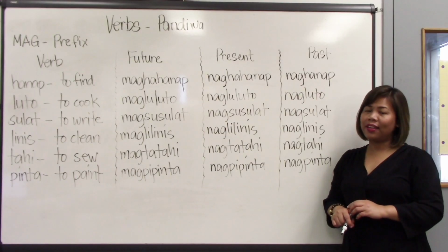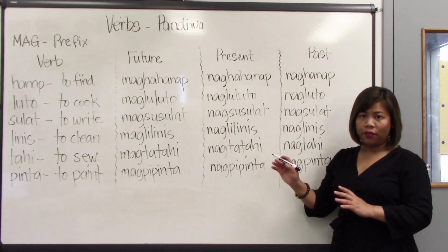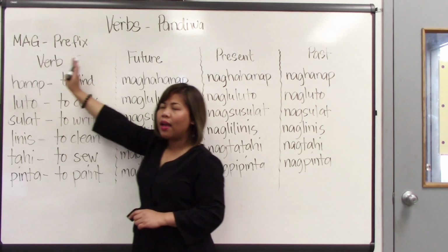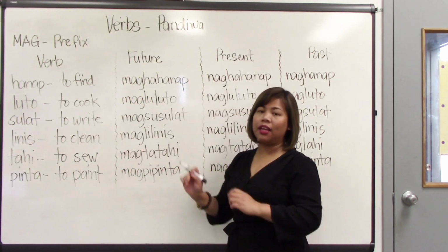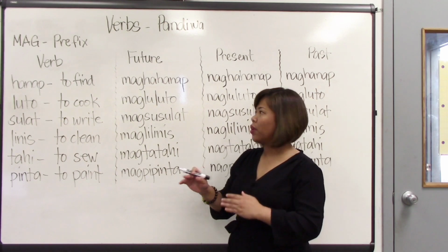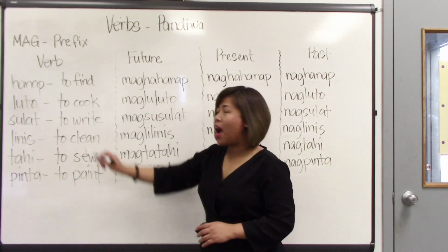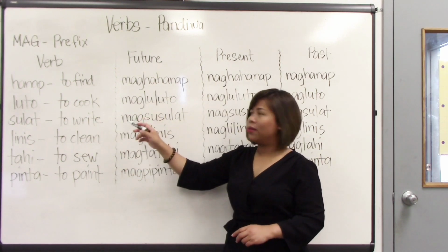Now let's start analyzing this group of verbs here. They are called the mag verb. It's because we are going to add mag as the prefix, or we are going to add it at the beginning of the verb or of the word. So the first one is hanap. Hanap means to find or to look.